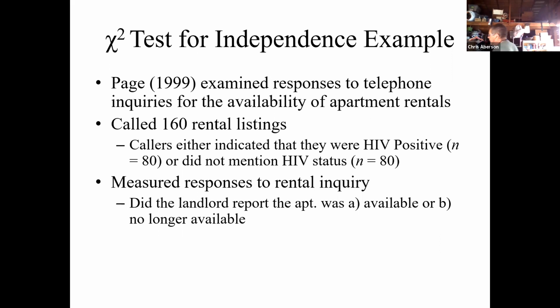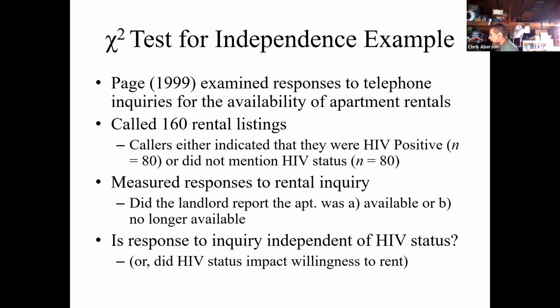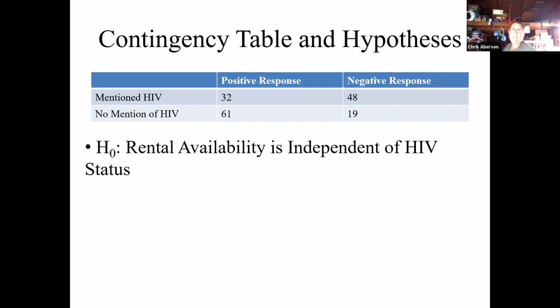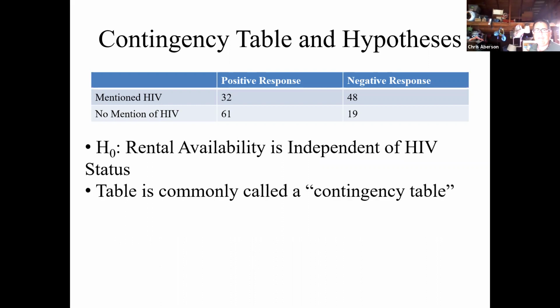Their measure of rental inquiry was the response to the rental inquiry, simply whether the landlord said that the apartment was available or no longer available. The question that they're asking is whether the response to the inquiry is independent of the stated HIV status, or did HIV status impact willingness to rent? Here's what the response pattern looks like. You can see that there's kind of a striking difference already. The null hypothesis: rental availability is independent of HIV status, nothing numeric to put there.